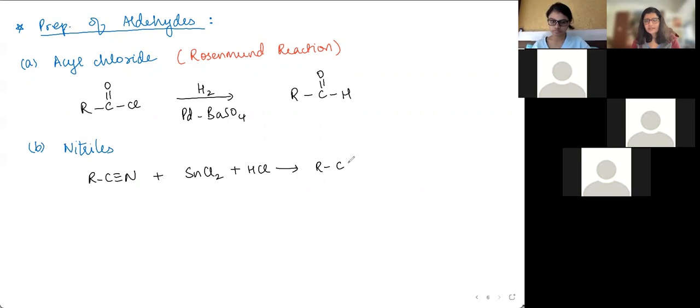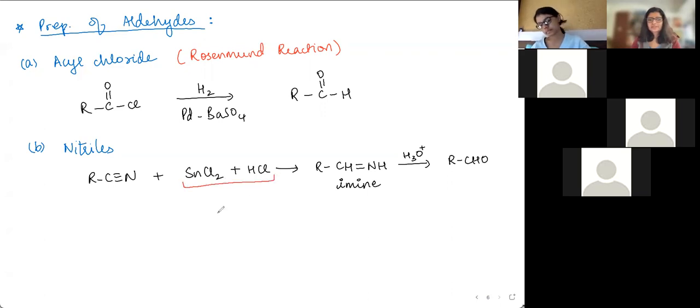Imine is basically an amine except with a double bond, like alkane, amine, alkene, imine. So associate the sound E with a double bond. So this is called an imine. This on acidic hydrolysis, H3O plus, you get RCHO. This particular reaction, when you use stannous chloride plus HCl, is called Stephen reaction.